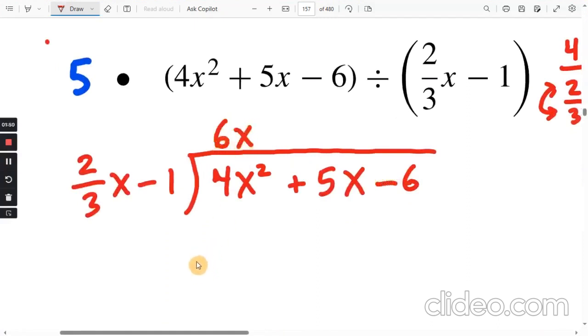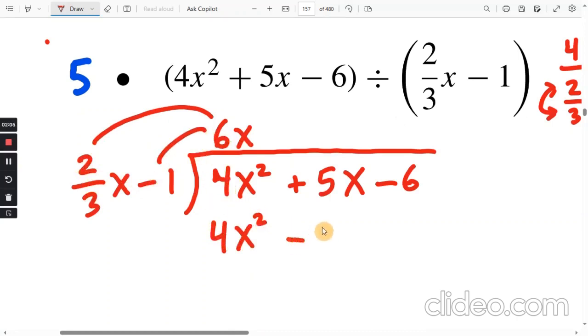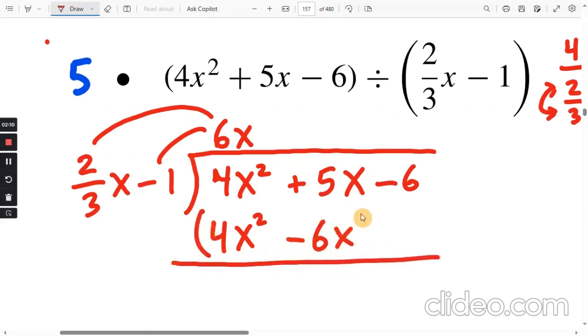Multiply numbers and letters separately, just to make sure. So 6 times 2/3, that's 12 over 3, that's a 4. And x times x is x squared. 6x times negative 1 is negative 6x. Subtract this whole thing with parentheses. 4x squared minus 4x squared is gone. Two negatives right here make it positive, and 5 plus 6 is 11. Bring down your negative 6.